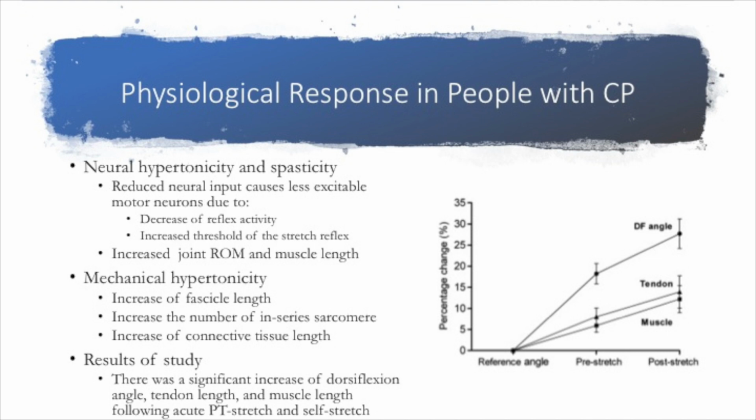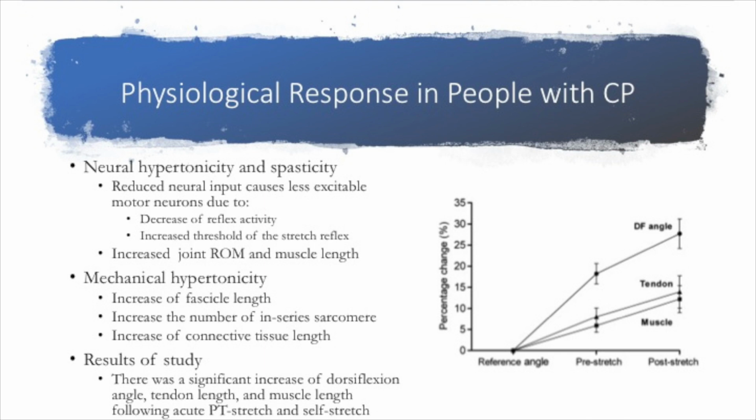Another important component of cerebral palsy is the neural effects. Thies et al. did a study to determine the effects of stretching with cerebral palsy. The authors explained that hypertonicity has two parts, neural hypertonicity and mechanical hypertonicity. We know people with cerebral palsy are hyperreflexive due to decreased CNS modulation. We can use stretching to both decrease the reflexive activity and increase the threshold of the stretch reflex. The combination of these effects can reduce the excitability of motor neurons, reduce neural hypertonicity and spasticity, and therefore increase range of motion and muscle length.